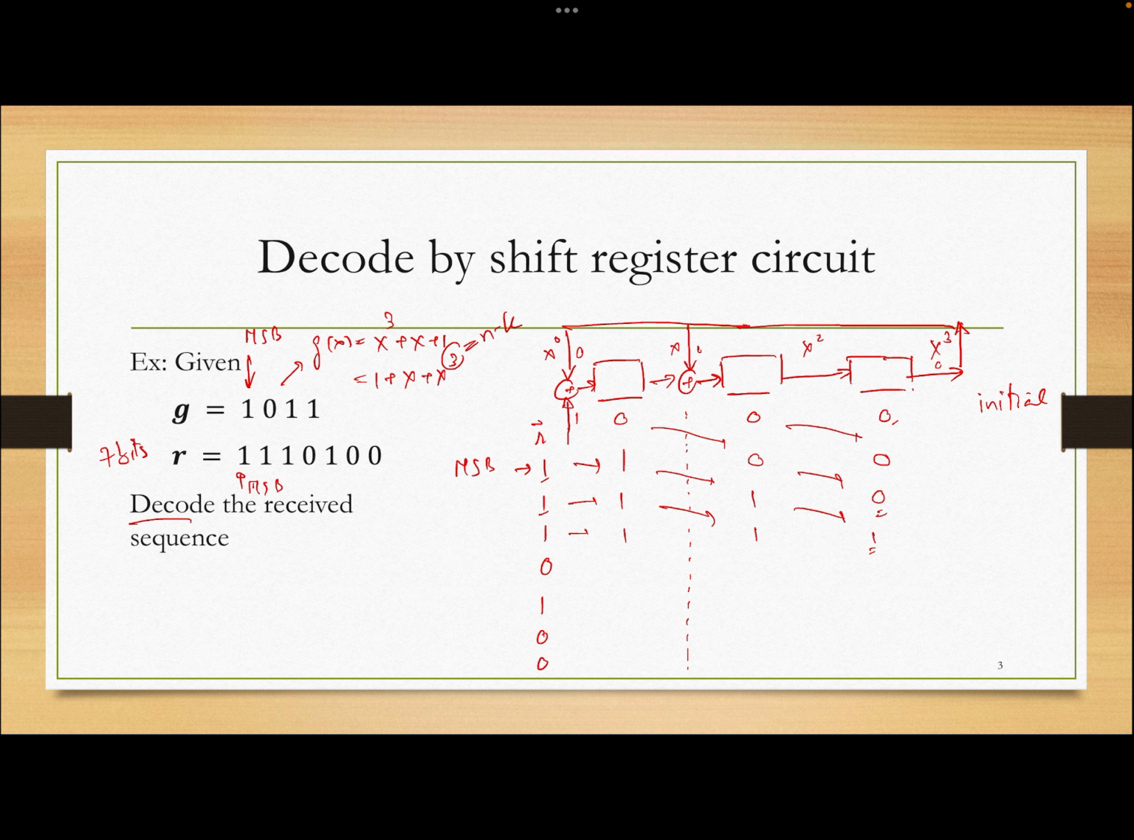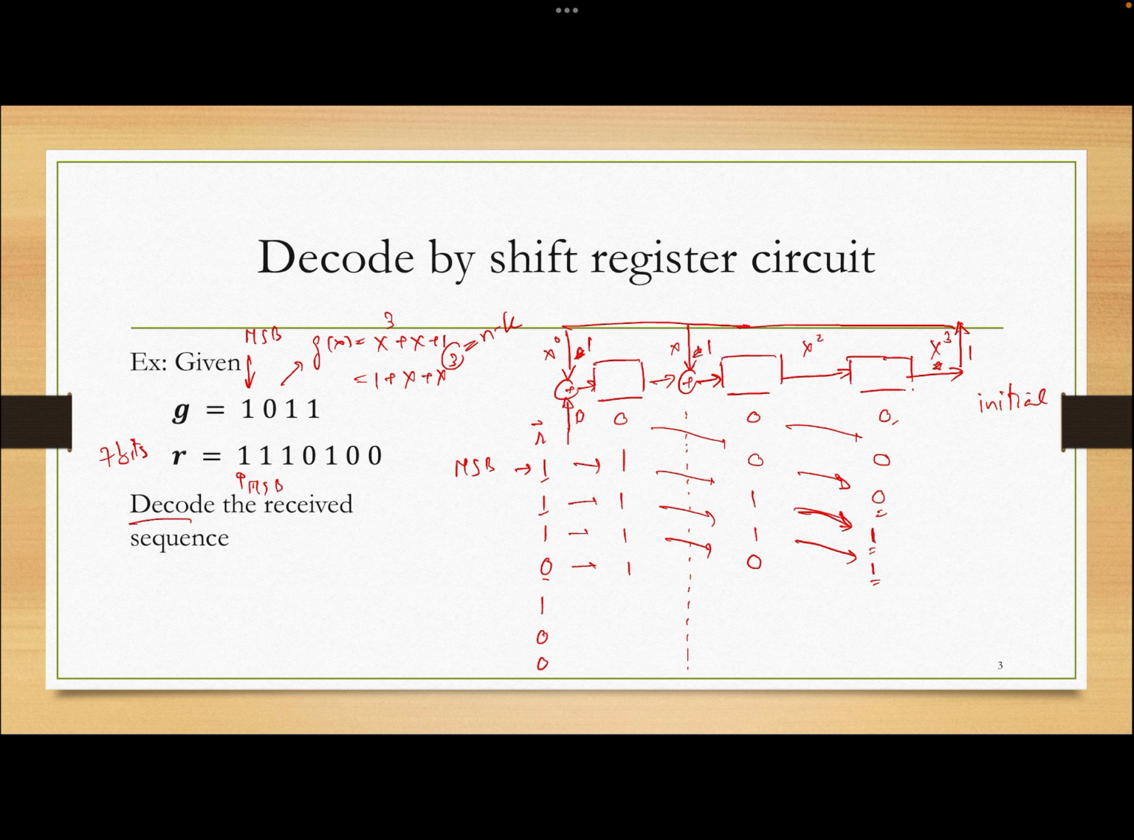Now, at this point, our feedback will become 1. Feedback will become 1. Okay. But input is 0. 1 plus 0 is 1, right? So I get 1. Feedback is 1. So 1 plus 1 is 0. This is 1. Okay. Then this one, sorry, this is, okay.